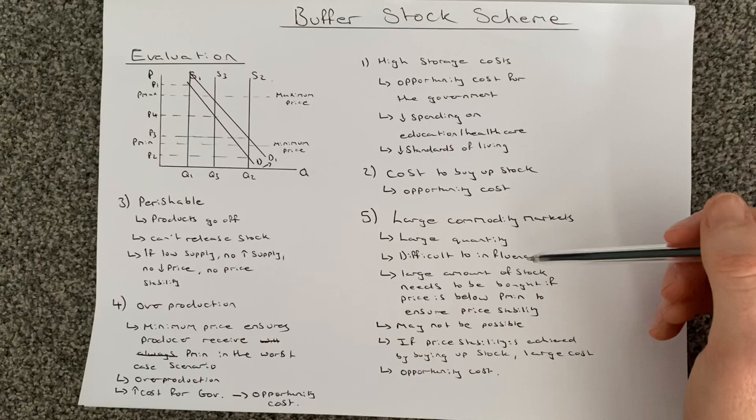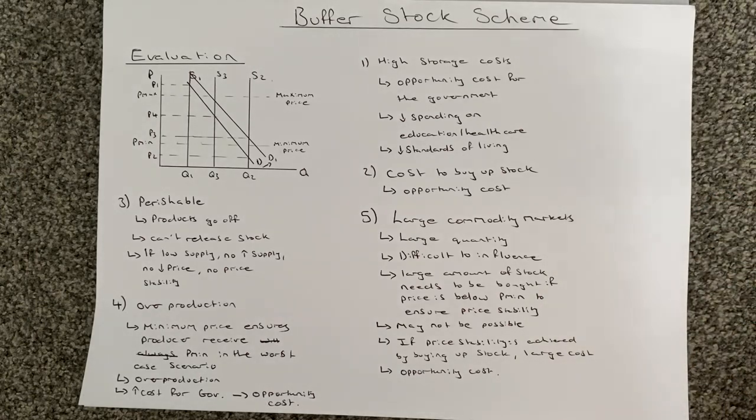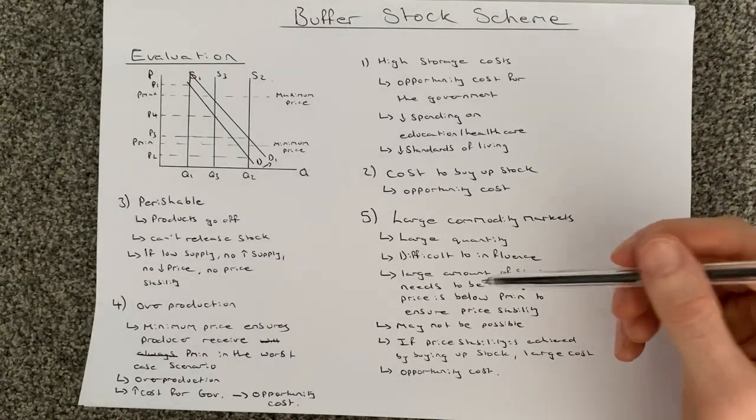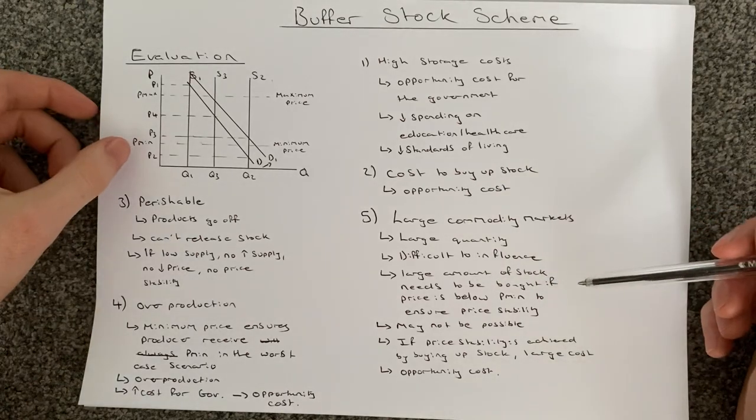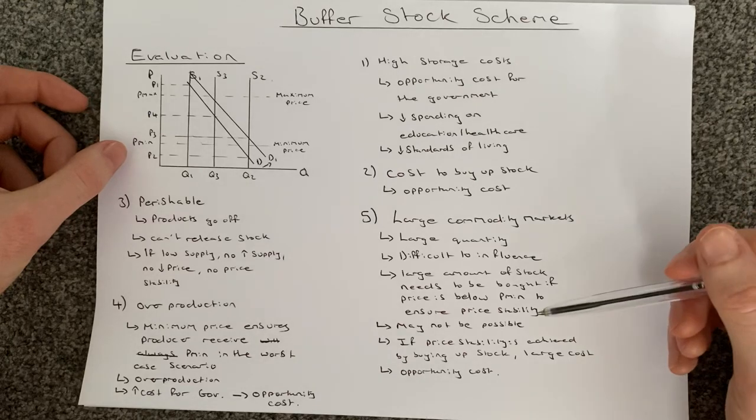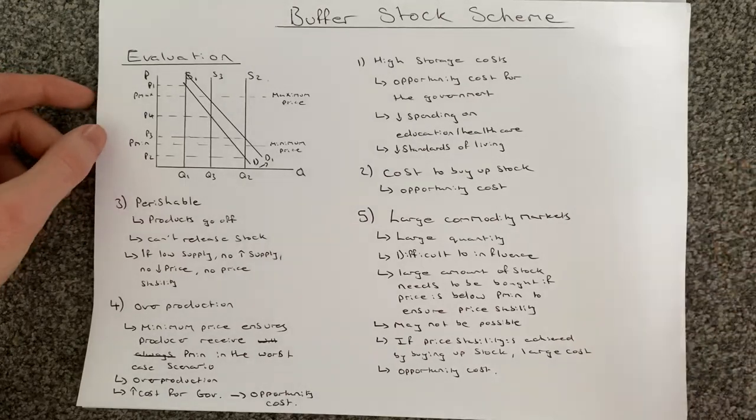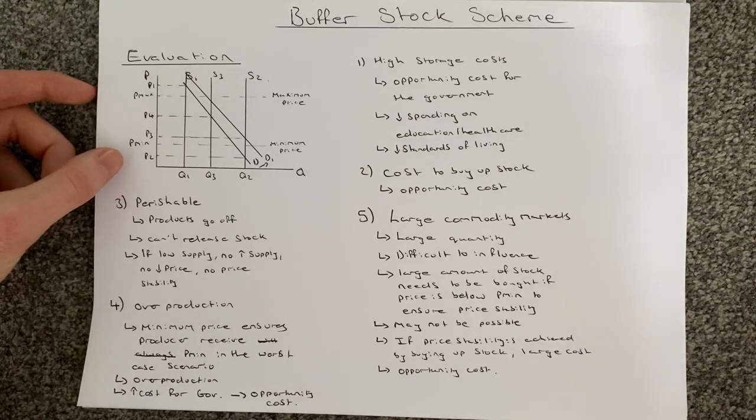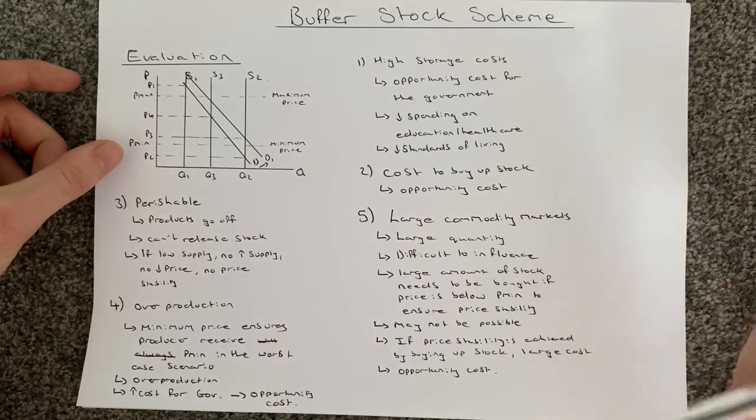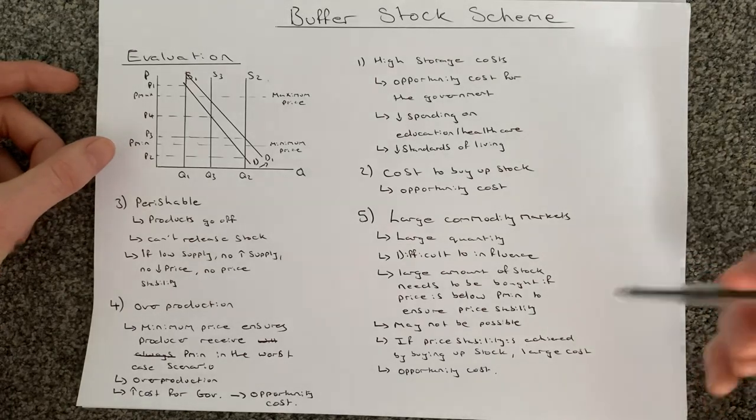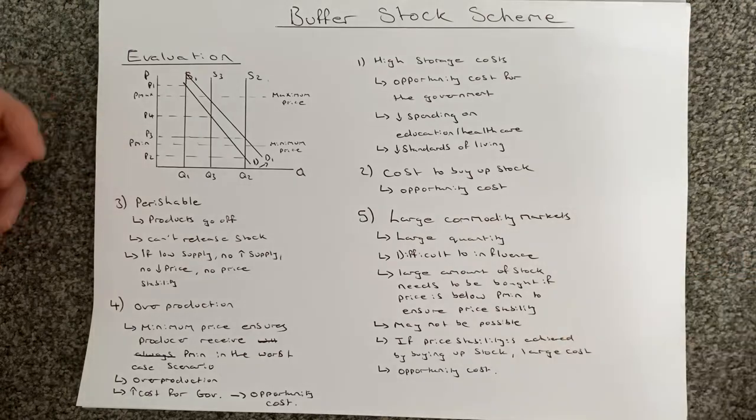What we mean by it's difficult to influence the price. So let's take the example. If a large amount of stock would need to be bought up if the price fell below P min to ensure price stability, and therefore, if you've got to buy up thousands, if not millions of tons of a particular commodity, then it may not be possible to ensure price stability because it's just not feasible. If you were able to achieve price stability by buying up a significant amount of stock, that would come at a large cost, and again that would come at an opportunity cost.